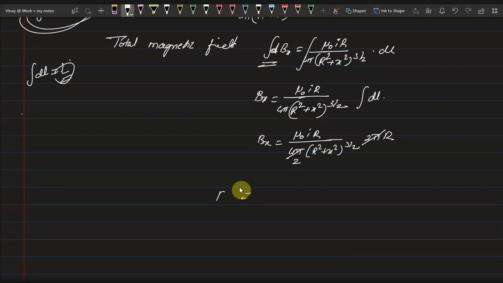Then finally you will get the magnetic field Bx as mu naught I r square by 2 into (r square plus x square) whole to the power of 3 by 2. This is the magnetic field due to a circular current carrying coil.